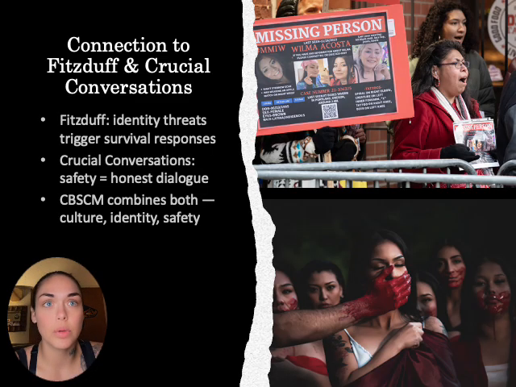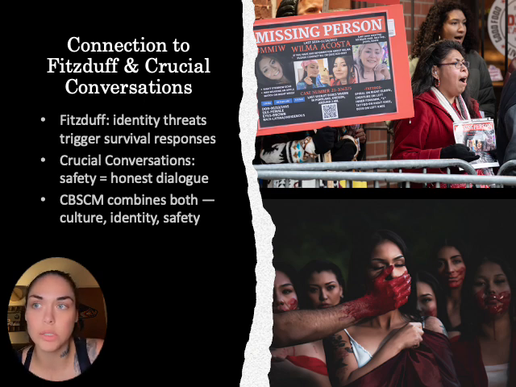For slide 9, it's talking about the connection to Fit Stuff and crucial conversations. So these images, I believe, say it all. The red handprint symbolizes the silence forced on MMIP, missing and murdered Indigenous people or women. The rallies and posters above that show families demanding to be heard.